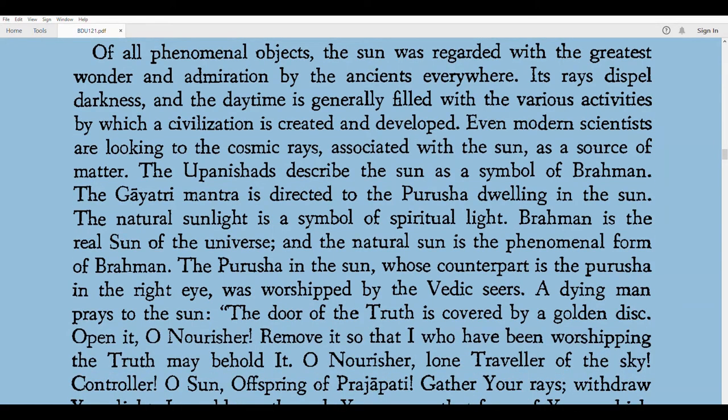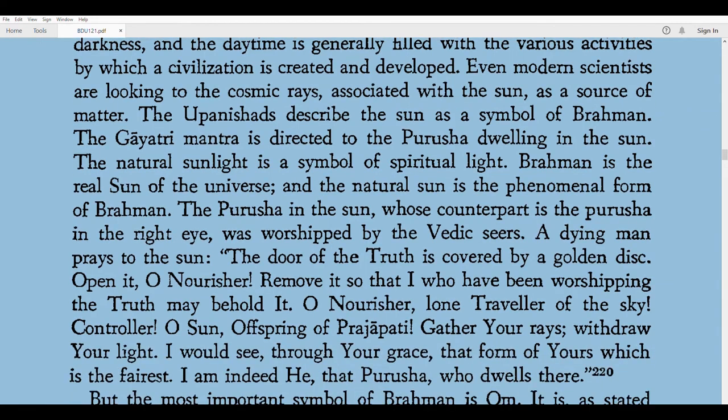The Gayatri mantra is directed to the Purusha dwelling in the sun. The natural sunlight is a symbol of spiritual light. Brahma is the real sun of the universe, and the natural sun is the phenomenal form of Brahma. The Purusha in the sun, whose counterpart is the Purusha in the right eye, was worshipped by the Vedic seers.